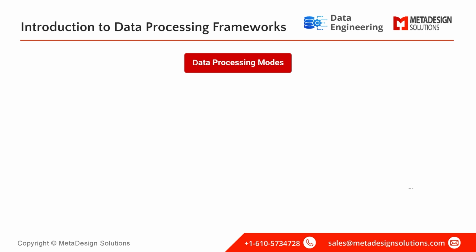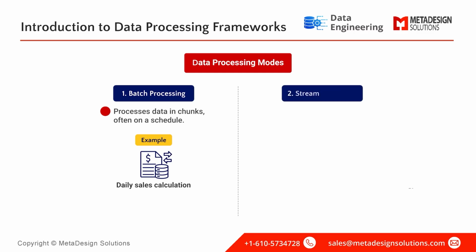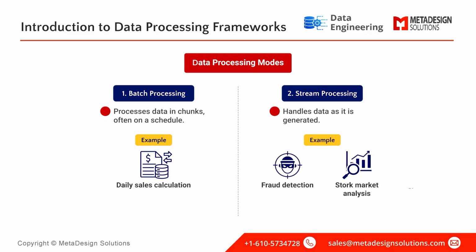Data processing typically occurs in two modes. Batch processing. This mode processes data in chunks, often on a schedule. For example, calculating daily sales totals at the end of each day. Stream processing. In contrast, stream processing handles data as it is generated. It's crucial for real-time scenarios like fraud detection or stock market analysis. A robust framework can handle either mode or both, depending on the use case.